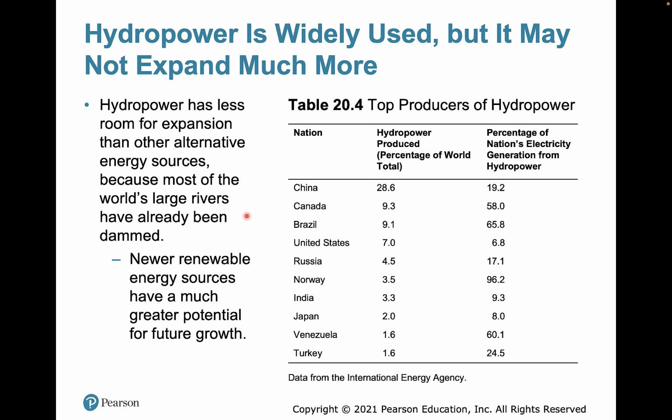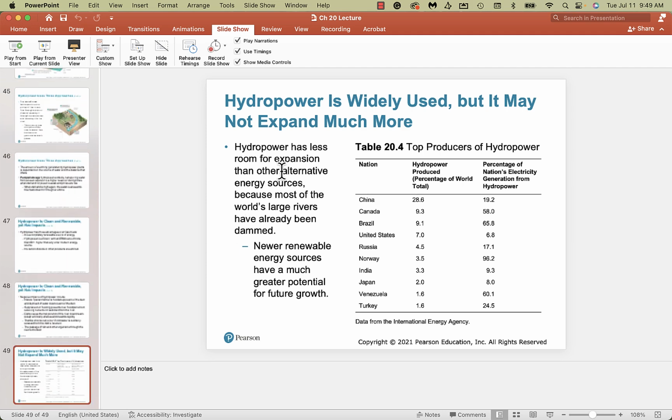It's got less room for expansion because really, if you look at it, the big rivers in the world that could be used for hydropower are already being used for hydropower. So there's not that much room for growth. You can't really add too much to it. So there are newer renewables, perfect segue to the end, that we're going to talk about in the next chapter that give us a whole lot more room for growth. So there we go. Those are our conventional alternative energy sources.